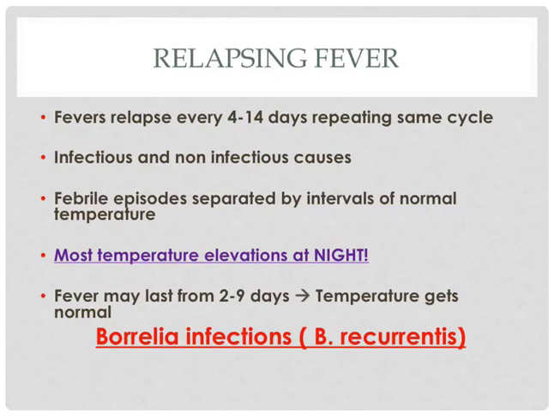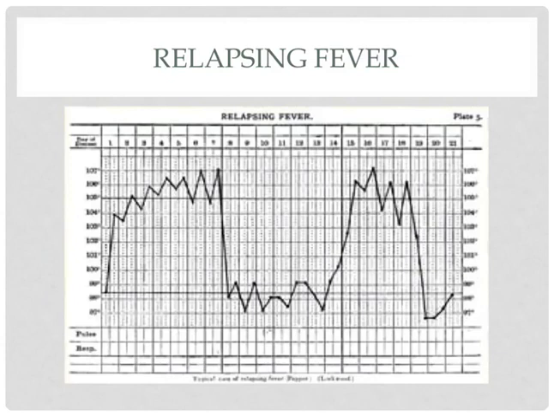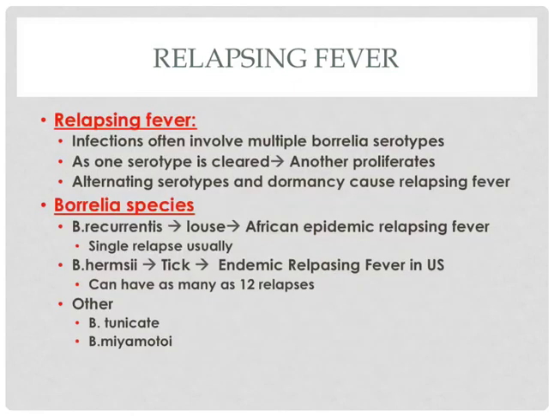Borrelia infections, Borrelia recurrentis, the relapsing fever, you can see that they have fevers for a certain number of days, and then they become afebrile. Fevers again, afebrile. So infections often involve multiple Borrelia subtypes. As one serotype is cleared, another one proliferates, and that's why you get this relapsing kind of picture. These serotypes of each particular Borrelia keep alternating, so you keep getting fevers.